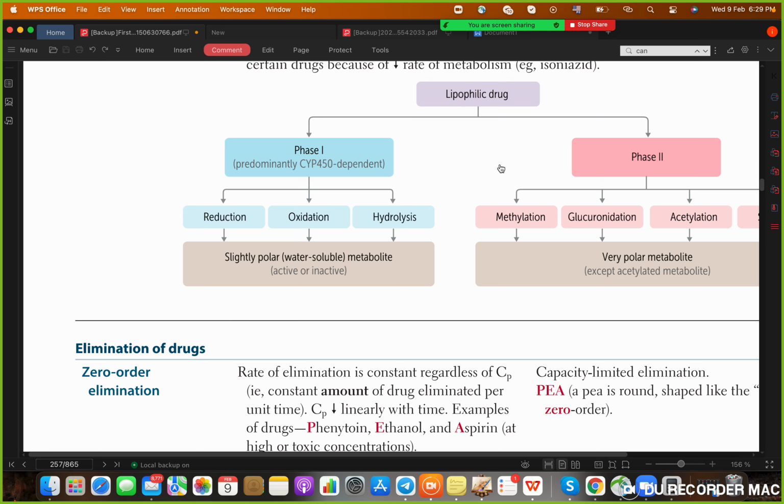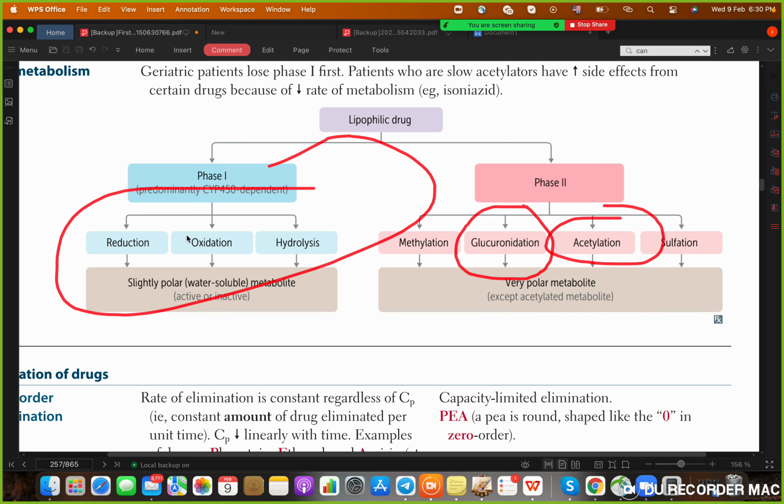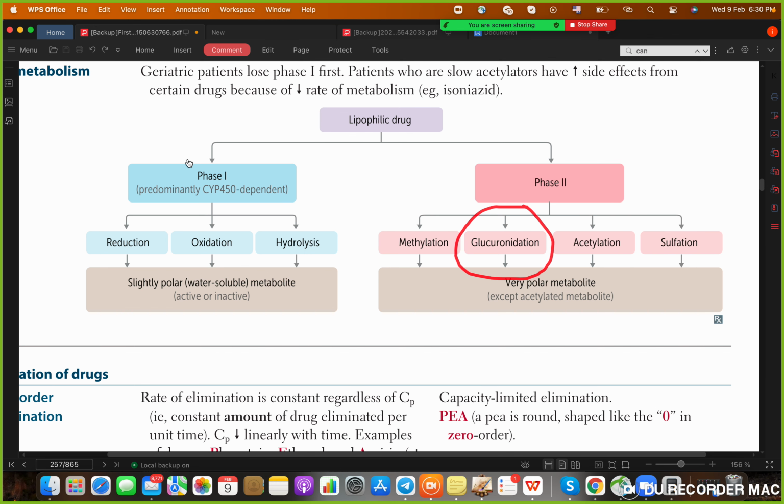Now we speak about lipophilic drugs, which can also undergo phase 2. There are many of these. I'm not going to lie to you guys, it's irrelevant. The only ones that are important are this one and this one. The others are just not important. While these three, you must know: ROH, reduction, oxidation, and hydrolysis, to be in phase 1.